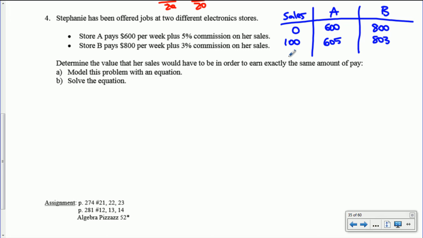Okay, let's maybe bump that up. Suppose we sold $2,000 of stuff.